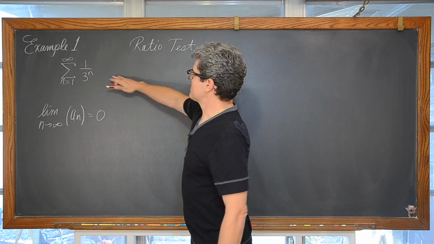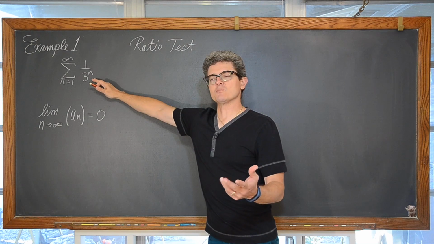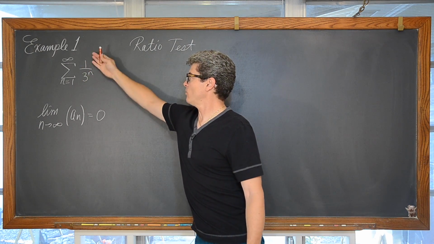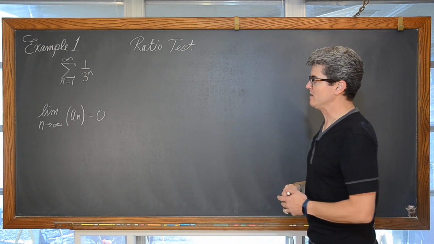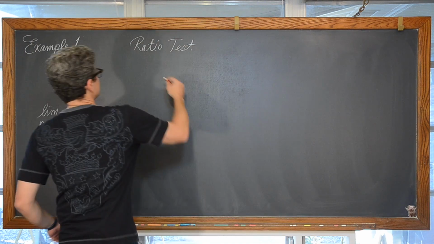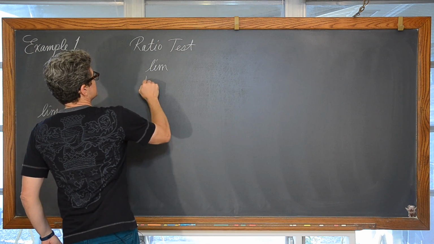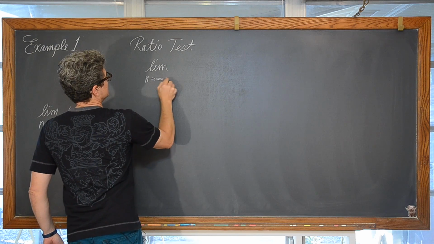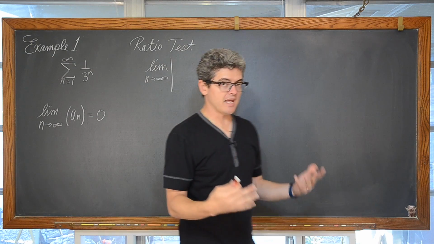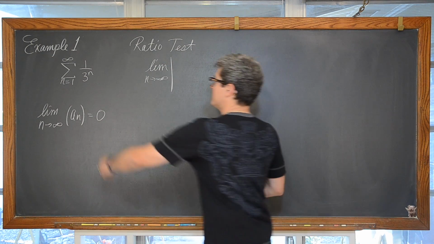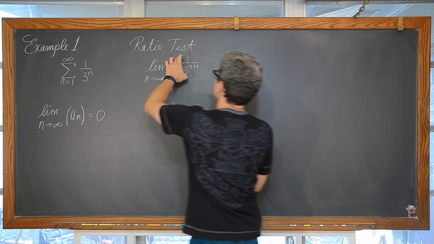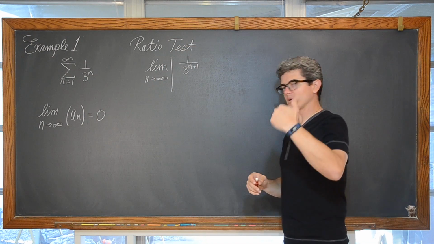Now, our first condition is that all of our a sub n terms are non-zero, and indeed, 1 divided by 3 to any power is never going to be equal to 0, so we've got that condition out of the way. We're going to be looking at the limit as n approaches infinity of the absolute value of a sub n plus 1. That means just take out the n and replace it with n plus 1. So there's our a sub n plus 1 term, the next term in our sequence.